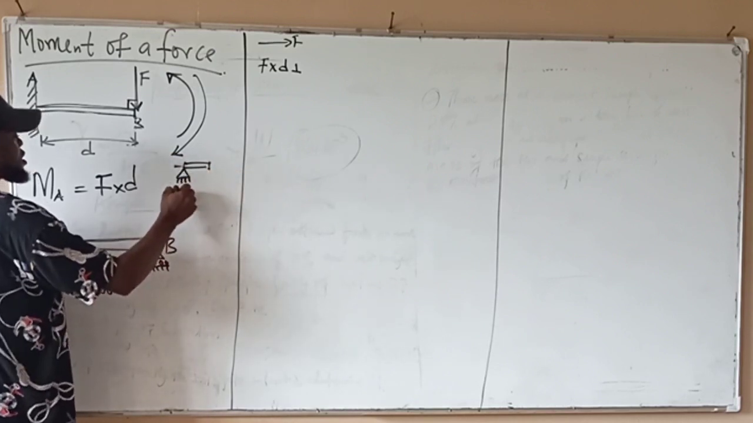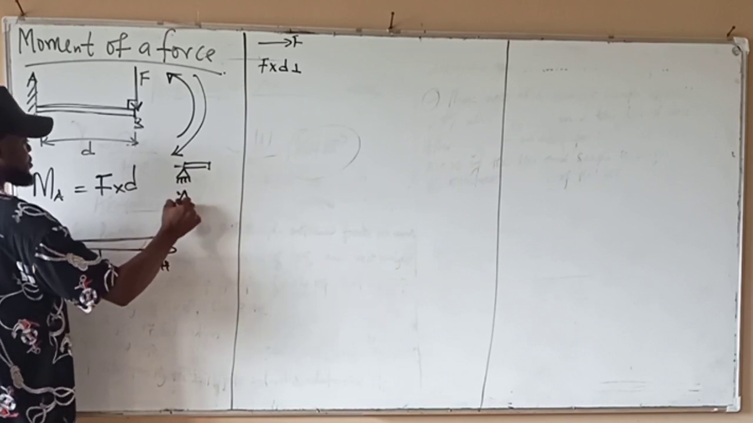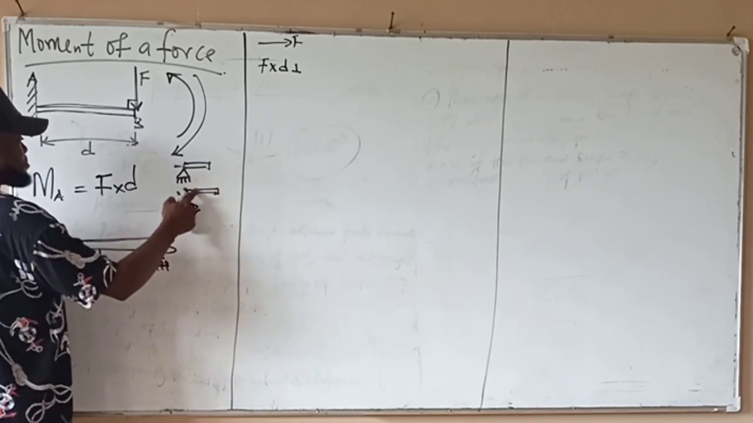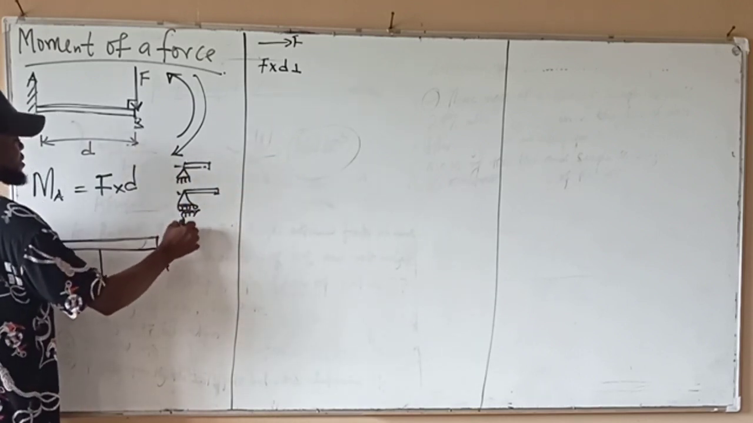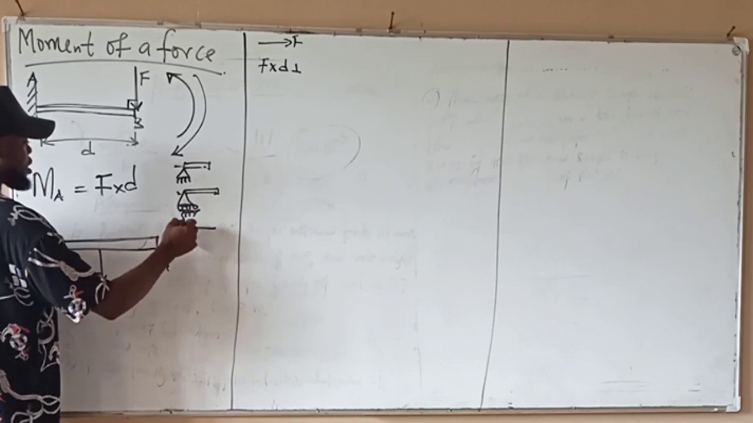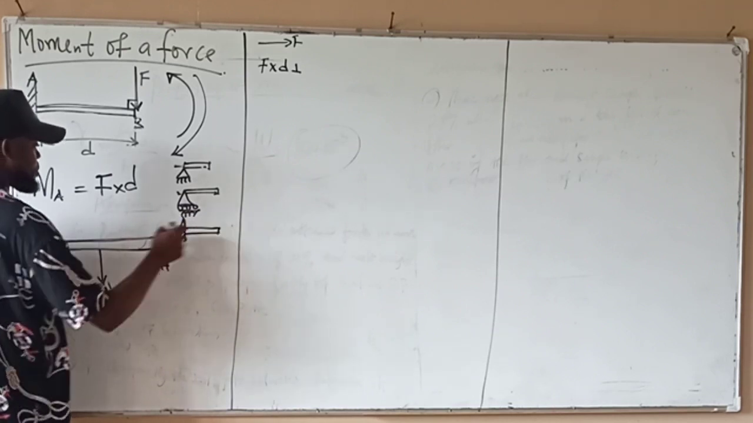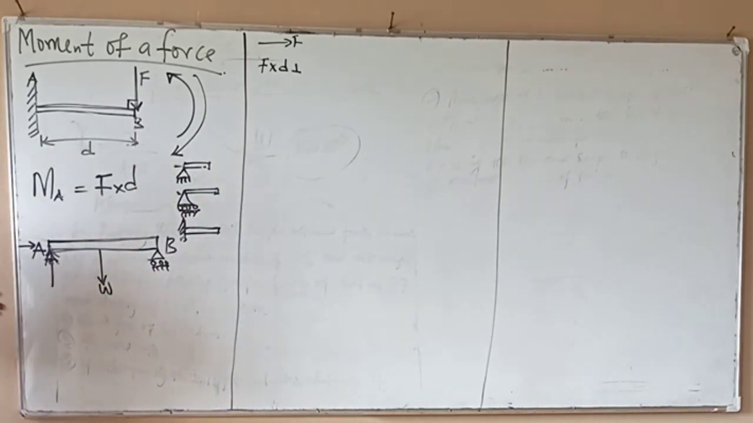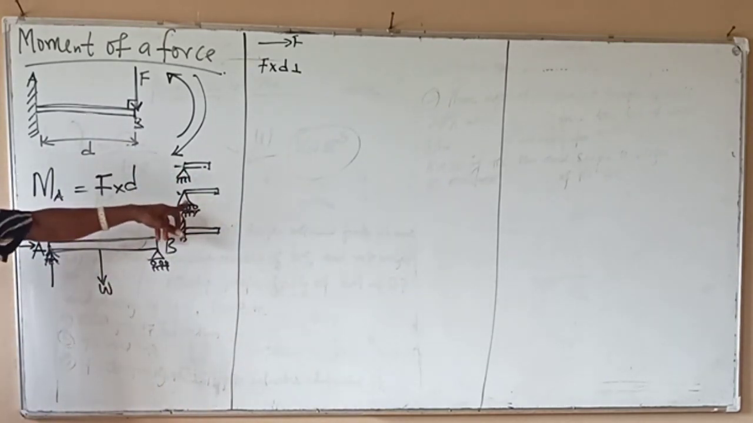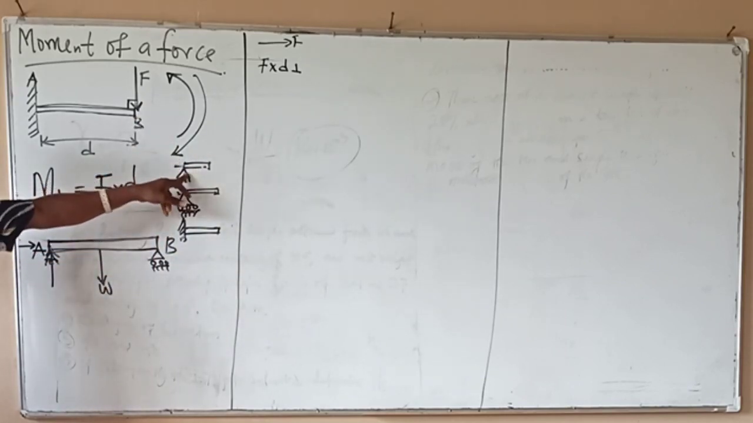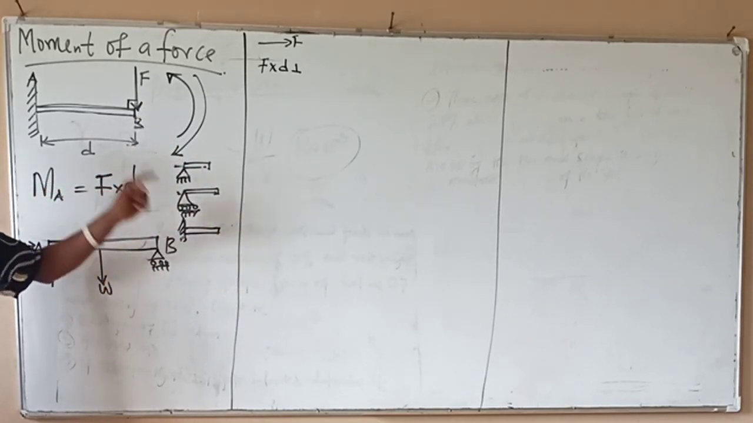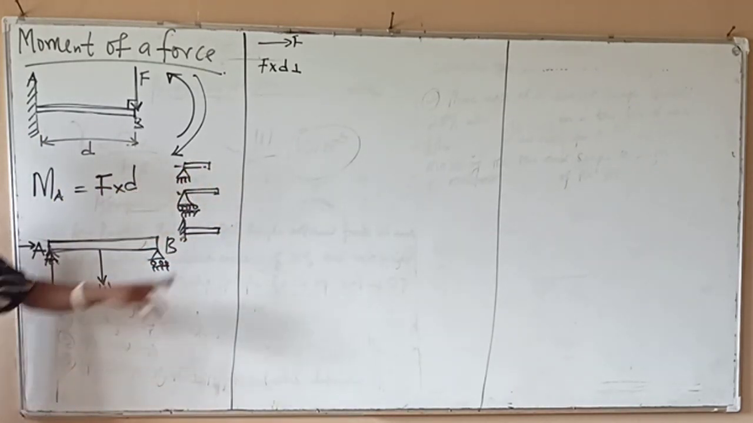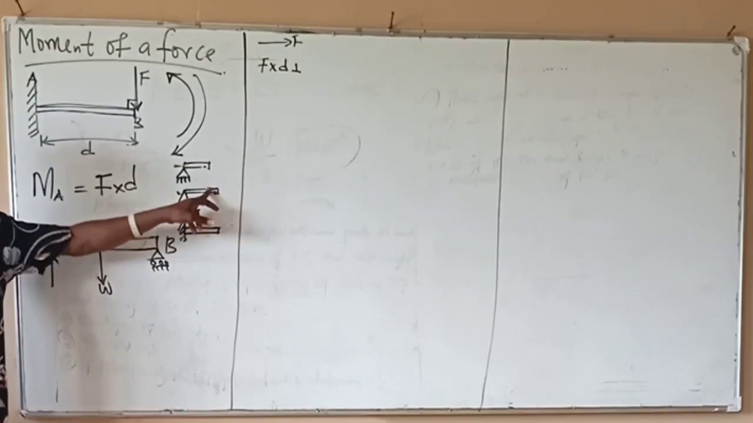This is the pin. Then something like this we call a roller. This is the beam. Something like this we call a fixed or built-in support. So we have a roller support, a built-in support, and then a pin support or hinge. The roller has one reaction in the vertical direction, the pin has two reactions, horizontal and vertical, and the fixed support has three reactions: horizontal, vertical, and a bending moment. The pin and roller can rotate, but the fixed support cannot rotate.